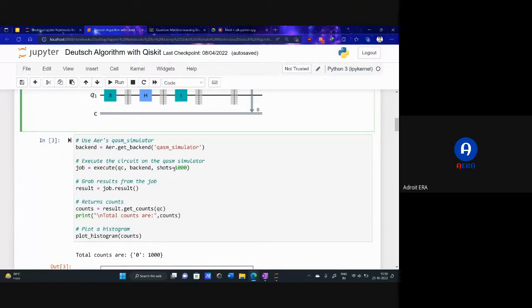Just running it and collecting all the occurrences. This is all happening internally. Remember, I'm not doing it here, but this all happens internally.